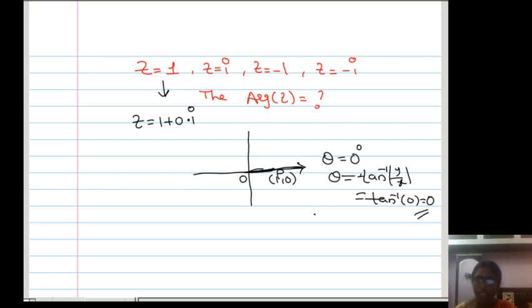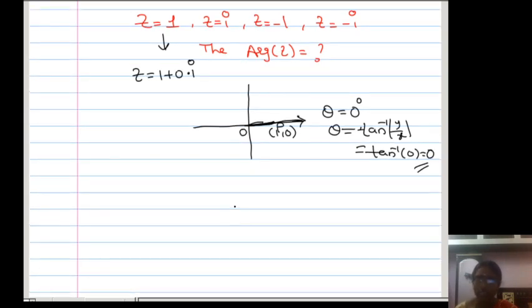Similarly, you can observe here i. What is the meaning of i? You can write 0 plus 1 into i. What is the real part? 0. What is the imaginary part? 1. So you can write it like this: (0, 1), with P on the positive y-axis. i is represented on the y-axis, the imaginary axis, because it is purely imaginary, since its real part is 0.